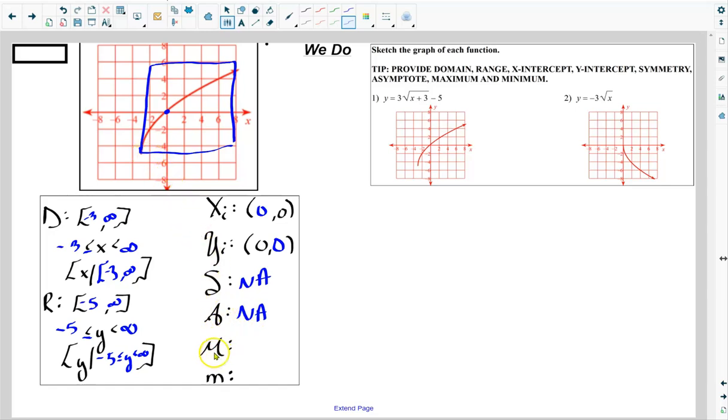As far as the maximum for this graph, I could say it's this, but this arrow says it keeps going, so there is no maximum. We'll put infinity, but technically it does not exist, so we'll put it in parentheses. We'll put positive infinity because it could also be going down forever. But in this case, positive infinity. The minimum happens to be right here, so it's (-3, -5).